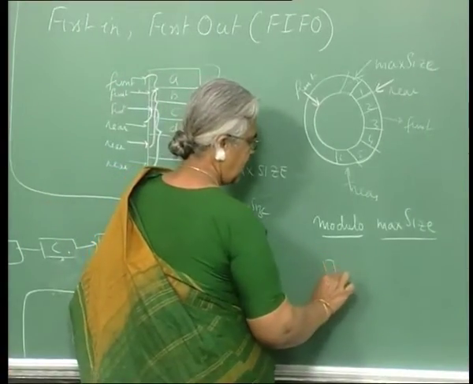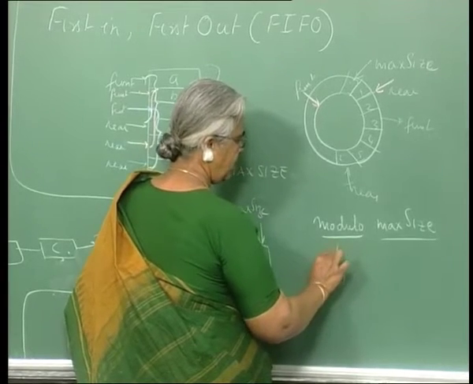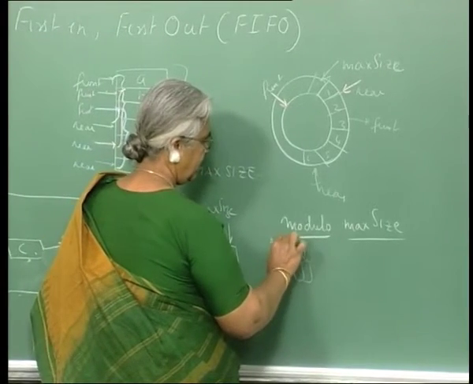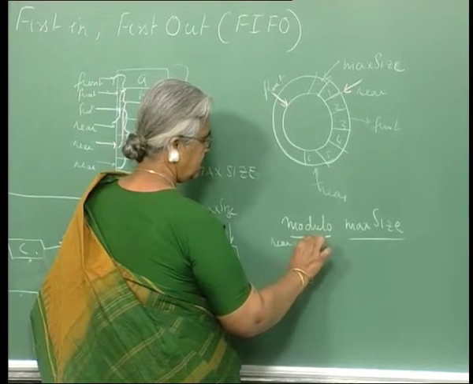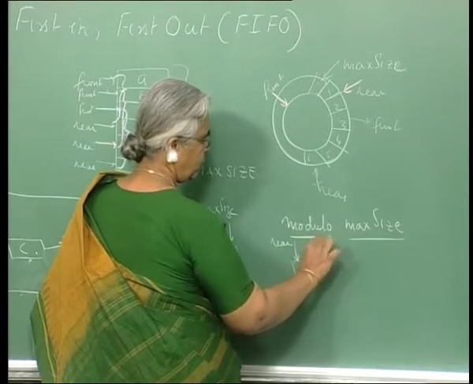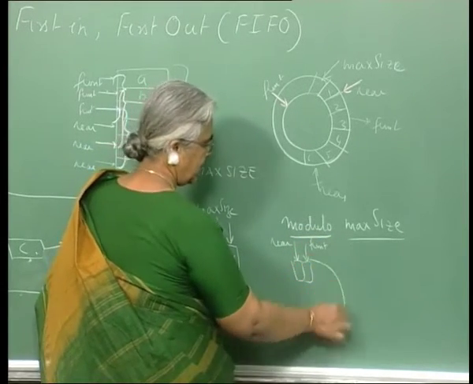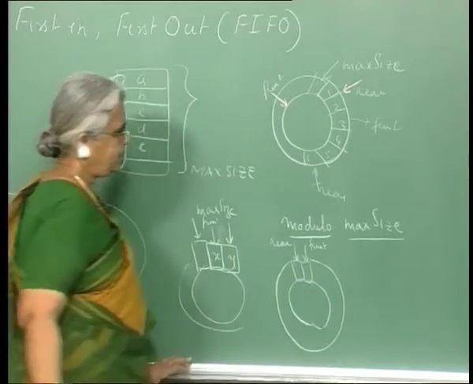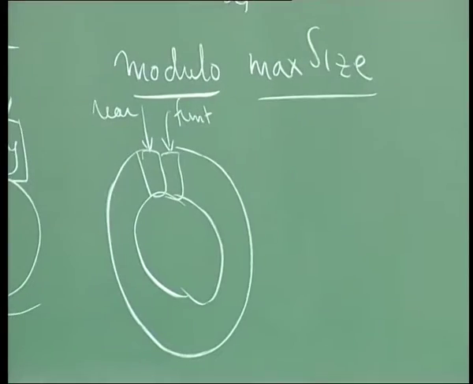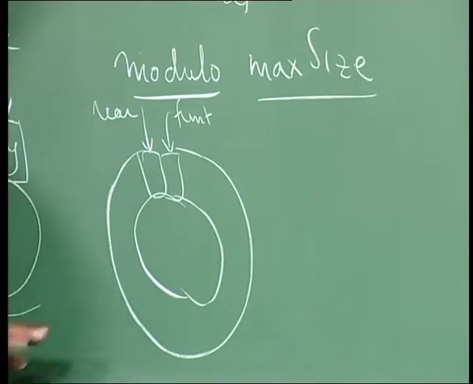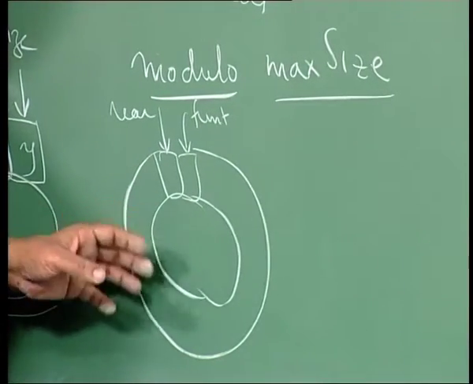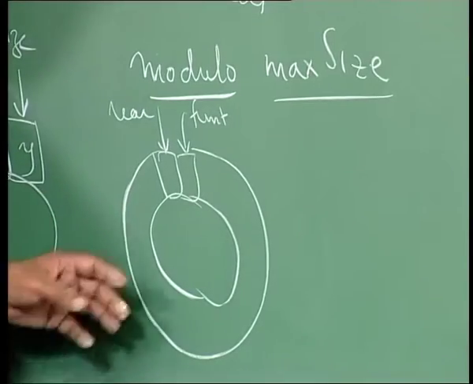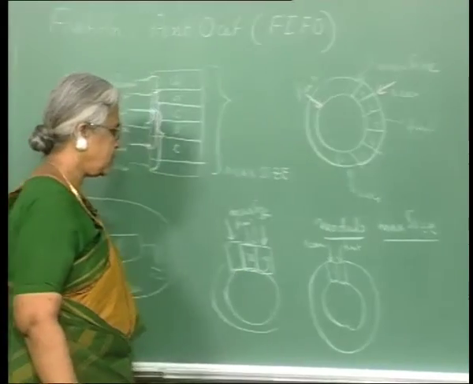I said I start with front pointing here and rear pointing here to indicate that it is an empty queue. Now, how do we distinguish between an empty and a full queue? This becomes a problem. So, we will need another variable, or alternatively you can think of something more clever, and I would like you to think about this particular problem.